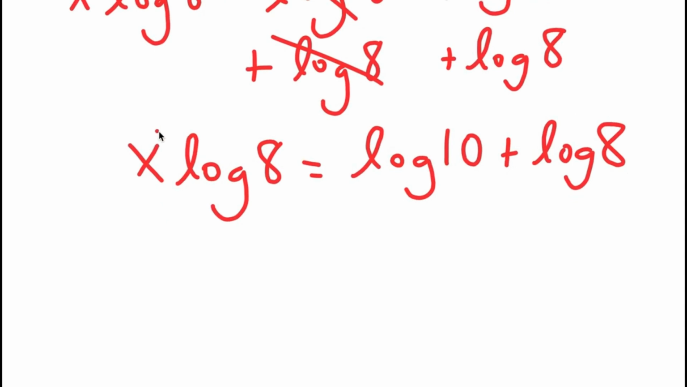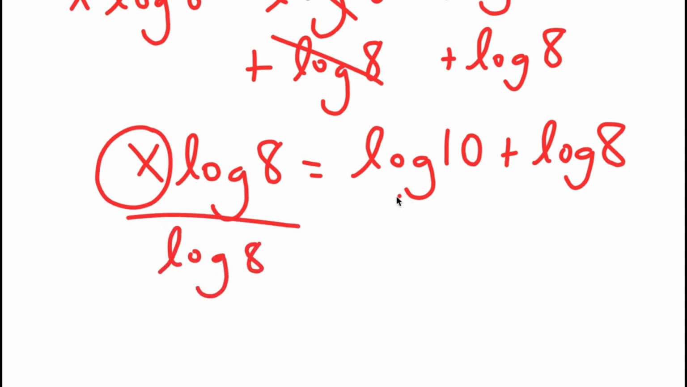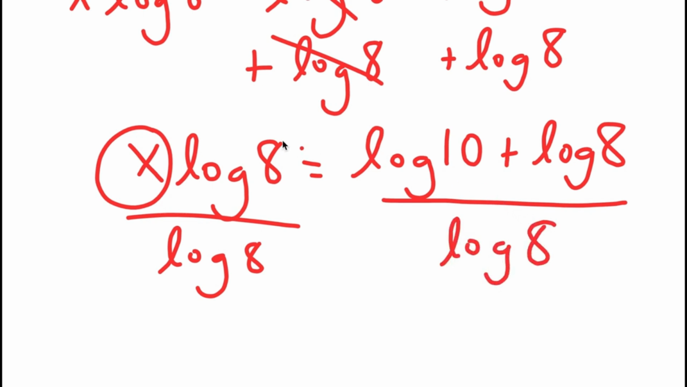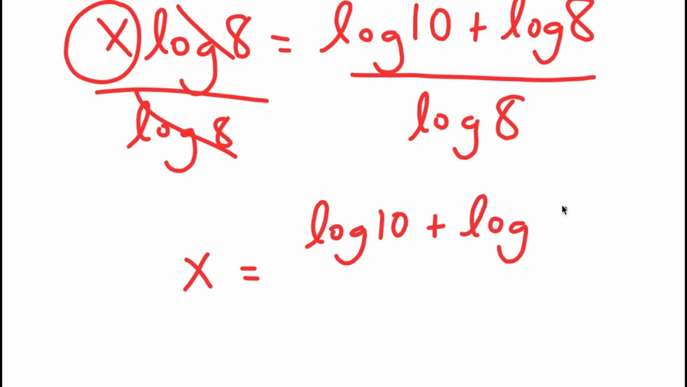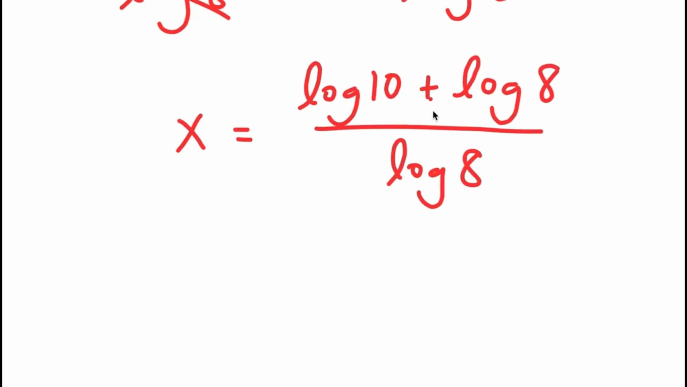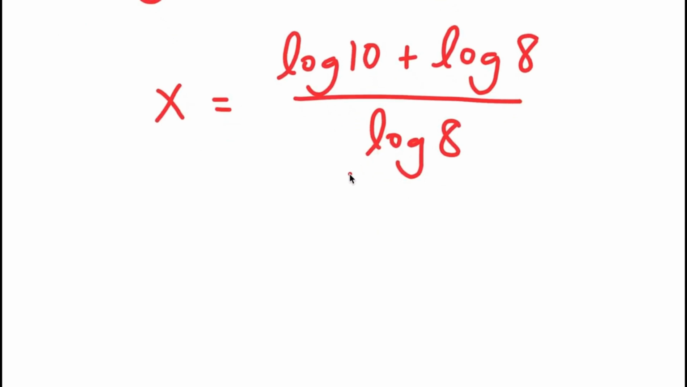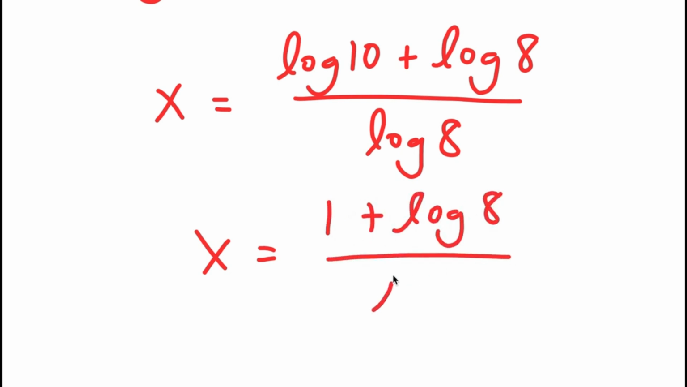And now we want to isolate x. So what I'm going to do is get rid of this log 8 by dividing both sides by log 8. So then these two cancel out, and I'll be left with x is equal to log 10 plus log 8 over log 8. Now log 10, that's equal to 1, if you guys already know. So I get x is equal to 1 plus log 8 over log 8.